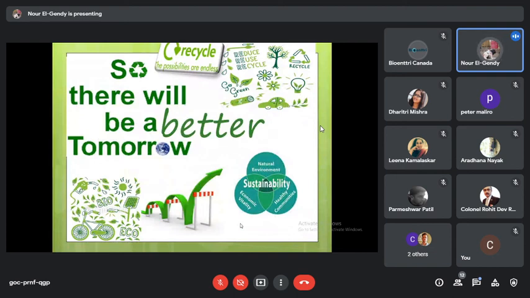Because the possibilities of recycling are endless, we can, by applying the concept of recycling in general, save our environment, and there will always be a better tomorrow and we reach sustainability by applying eco-friendly and sustainable solutions for water and green energy and producing clean fuel.